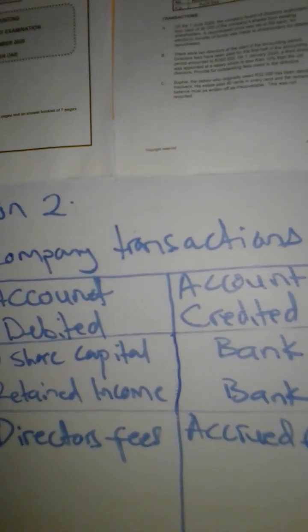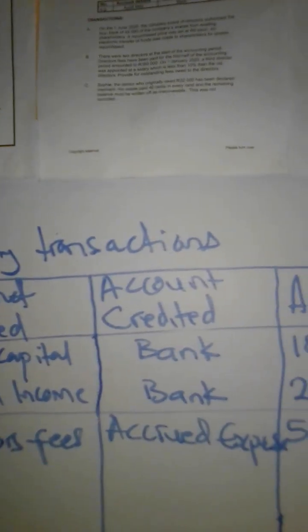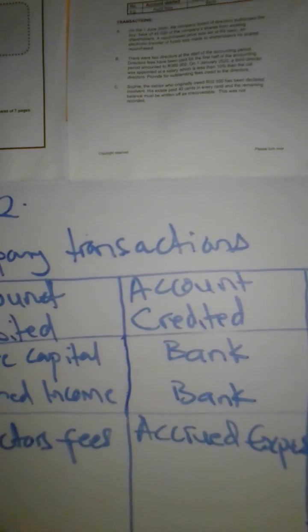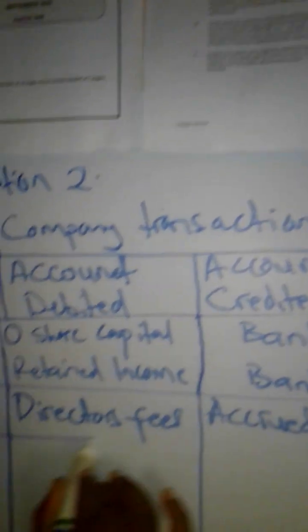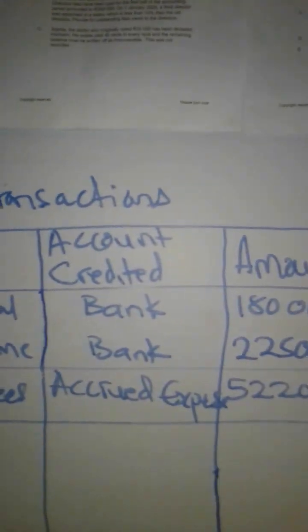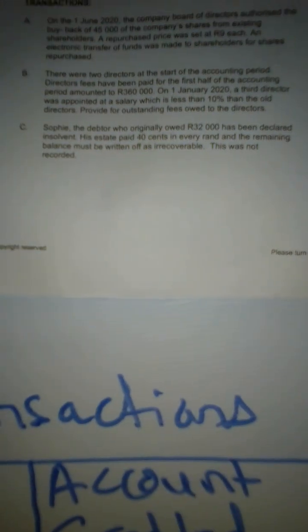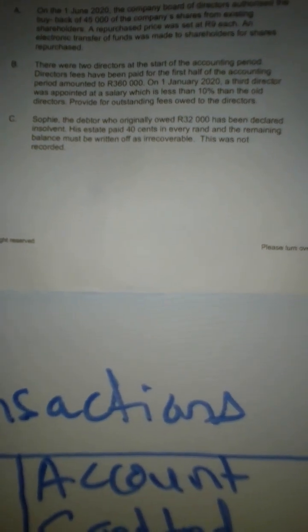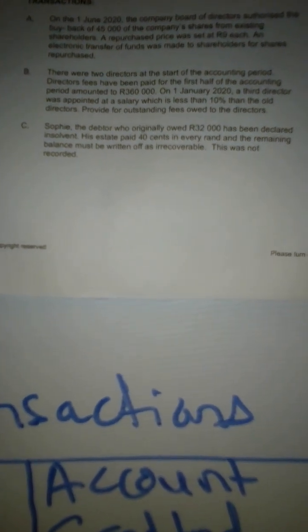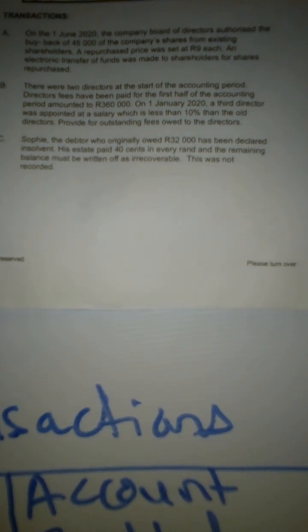It was a little bit tricky, but if you follow me exactly on all my explanations, I'm sure you get a full understanding. Okay, let's move on now to the last one. The last one that we have is C. They are saying Sophie, the debtor who originally owed 32,000, has been declared insolvent.